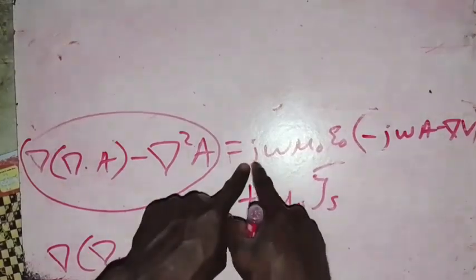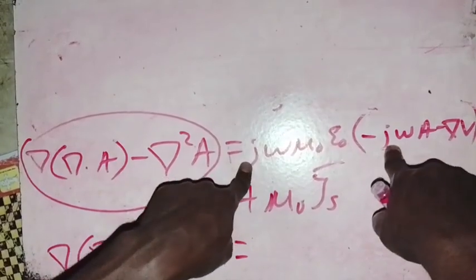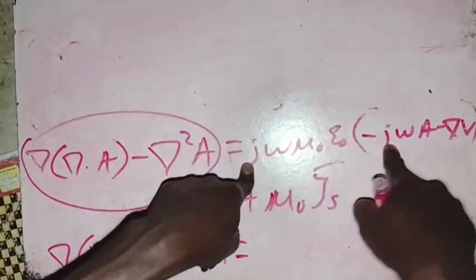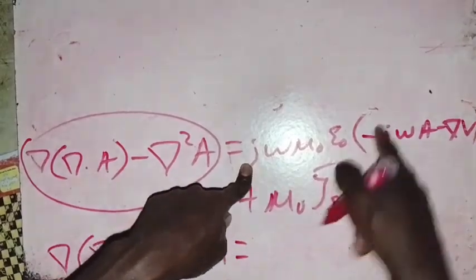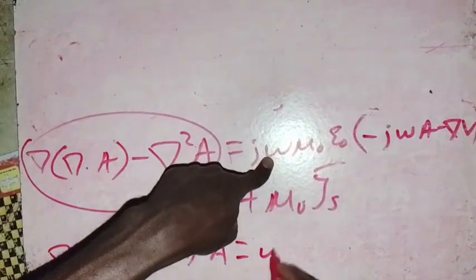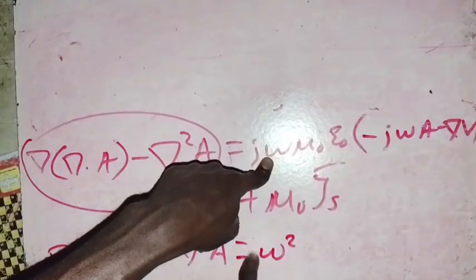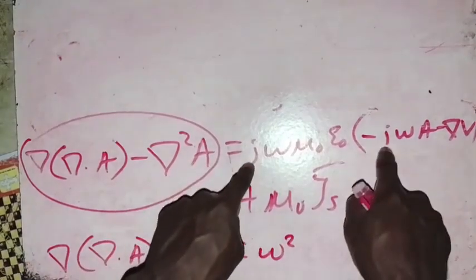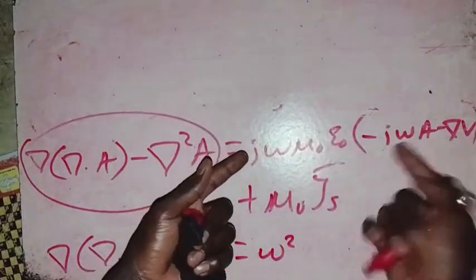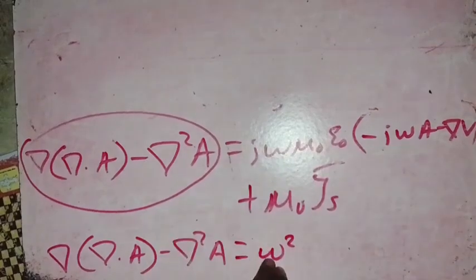So when we open this bracket, this multiply this. j multiply j is what? Minus 1. Minus 1 multiplied by a minus makes it positive. So then this multiply this, you get what? Omega square. So you see there's no minus sign here again. No more minus sign, because this multiply this is minus 1, and minus 1 multiply this gives you positive. So this term is omega square.